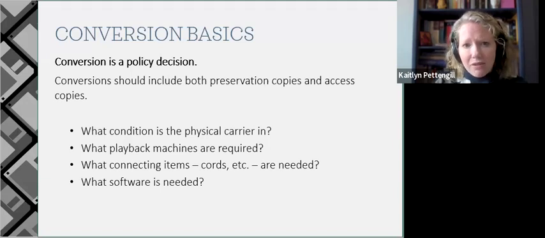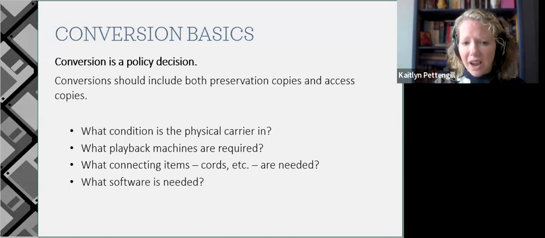All right. Conversion basics. It's a policy decision. It should include both preservation copies and access copies. You're making decisions about the quality, the file formats, the storage capacity, the cost, long-term access. You want to make sure that all of those things align with your priorities as an organization, not just what equipment is available to you. So try and include both preservation copies and access copies if you're able to. They're not the same thing.